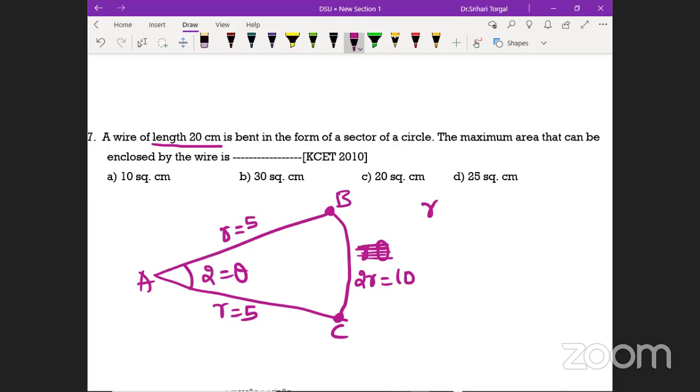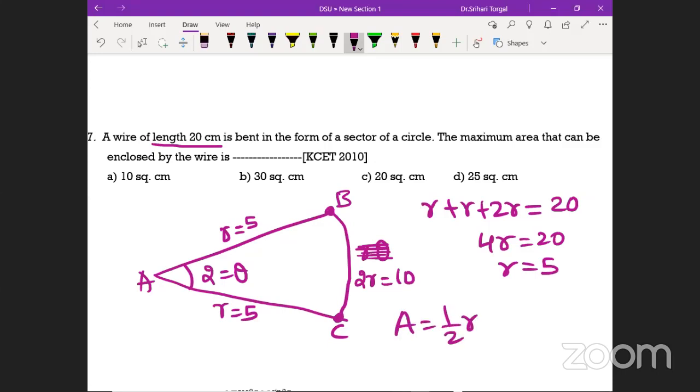Otherwise, you can do it like this also. R plus R plus 2R is equal to 20. 4R is equal to 20. R is equal to 5. Okay. So what is the area of a sector? A is equal to half R square theta. I think all of you know this formula. First year formula, right? Half R square theta. What is R? R is 5 square. What is theta? That I have written as 2. 2 cancels, the answer is 25.